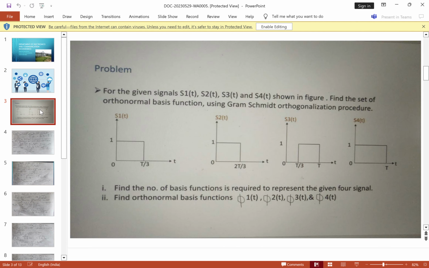So now we are going to learn about the Gram-Schmidt orthogonalization procedure. This is the question: for the given signals s1(t), s2(t), s3(t) and s4(t), as shown in these figures, find the set of orthonormal basis functions using the Gram-Schmidt orthogonalization procedure. First, we have to find the number of basis functions required to represent the given four signals. Next, find the orthonormal basis functions psi1(t), psi2(t), psi3(t) and psi4(t).